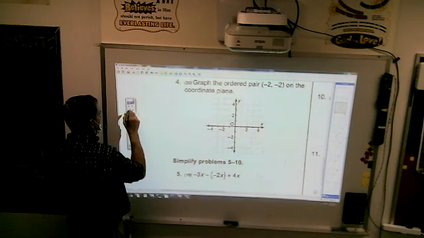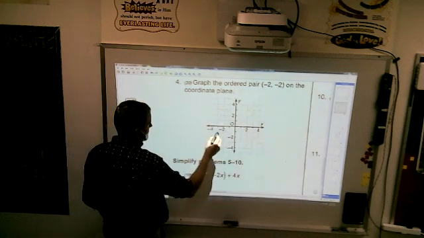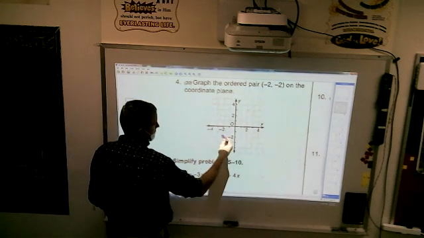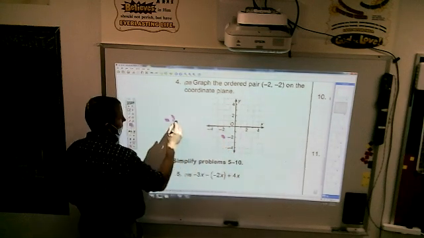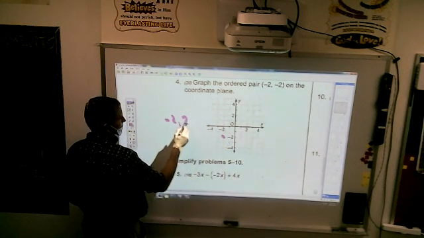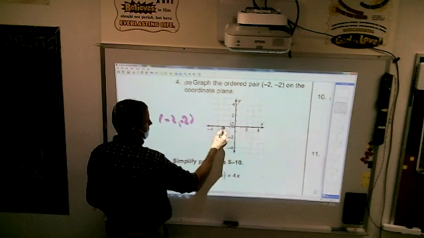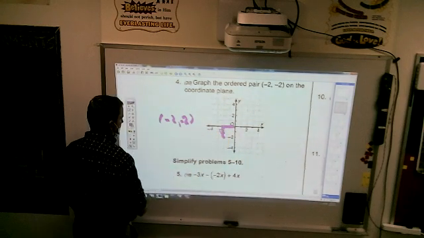Do we go up or to the side first? It goes left or right first, and then down. -2 on the x, -2 on the y. -2 this way, -2 that way.